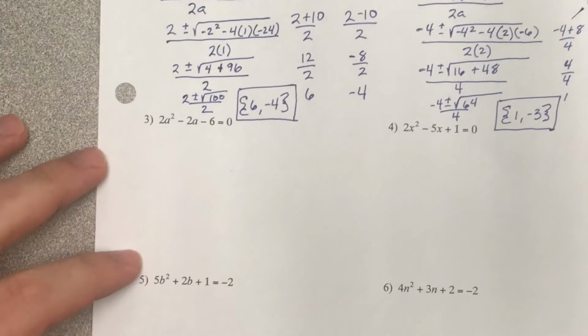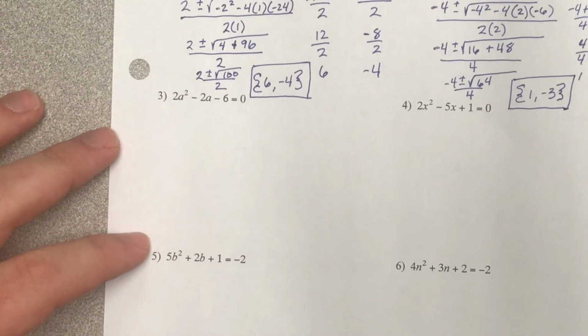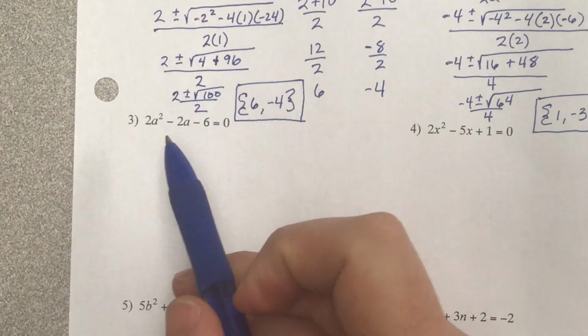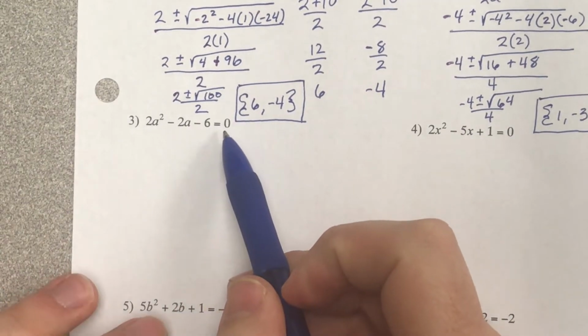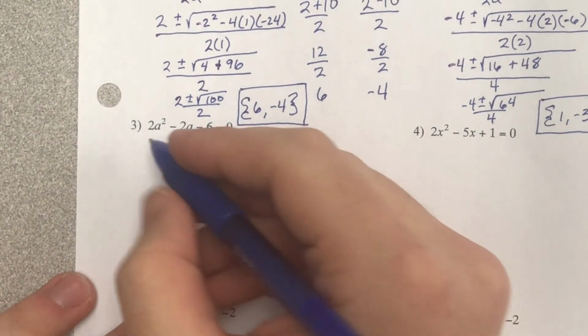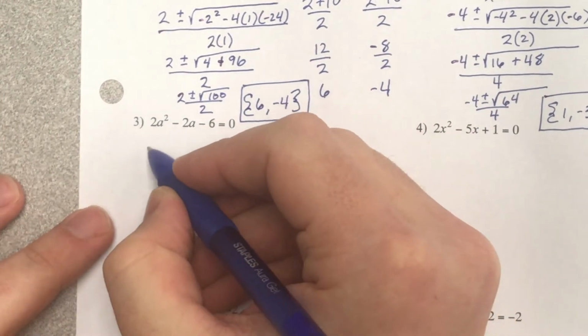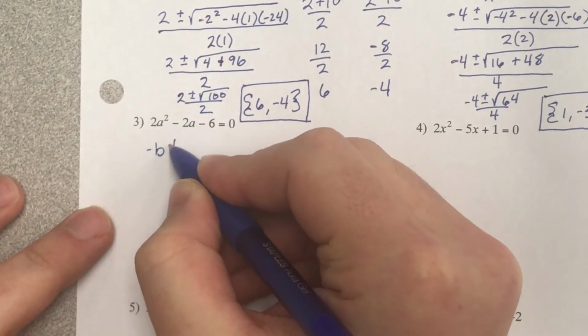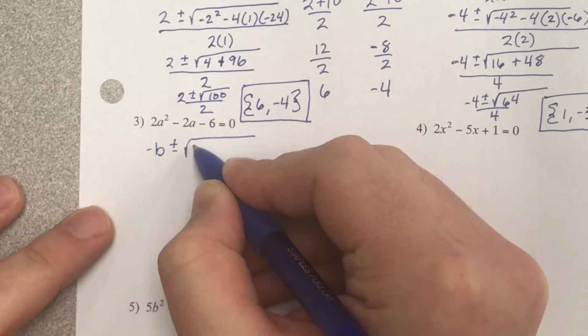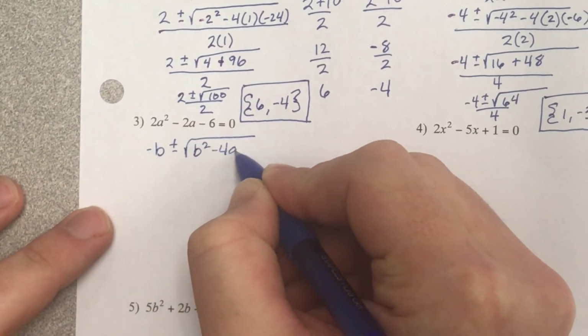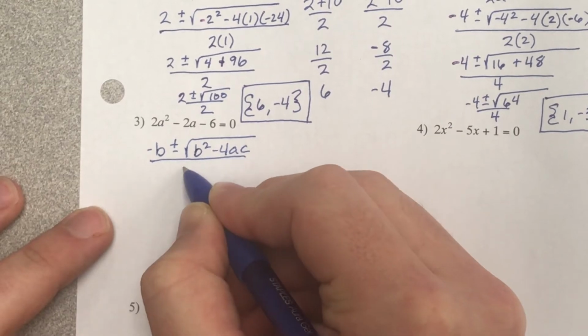Going to number 3. So we still have it in that format. We still have it in the format of ax squared plus bx plus c equals 0. So let's continue with that. Again, we're just getting that practice, trying to nail it down. So we got the opposite of b plus or minus the square root of b squared minus 4ac all over 2a.